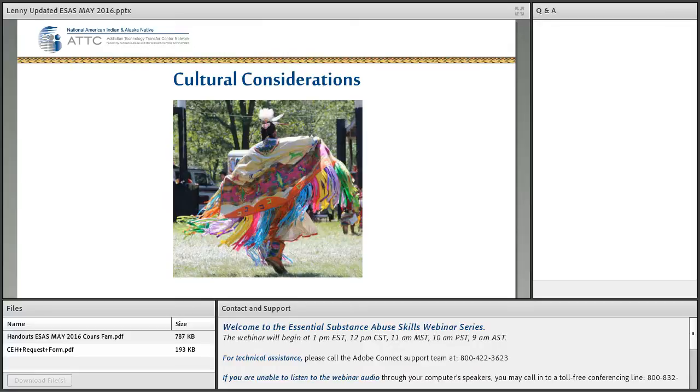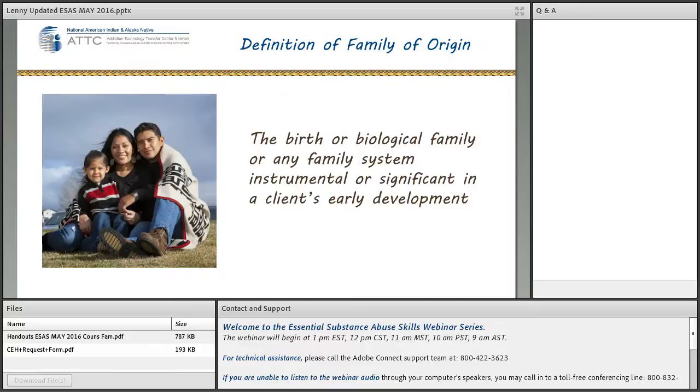So now we're going to go into cultural considerations. Definition of family of origin: the birth or biological family, or any family system instrumental or significant in a client's early development.